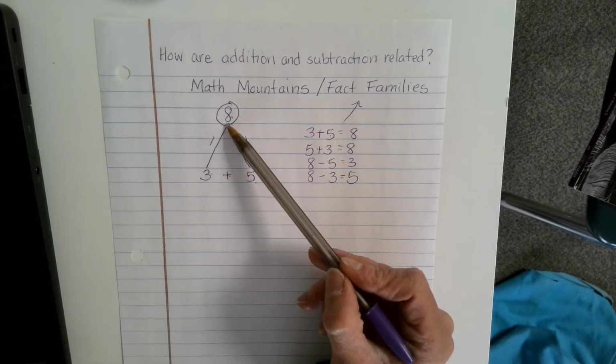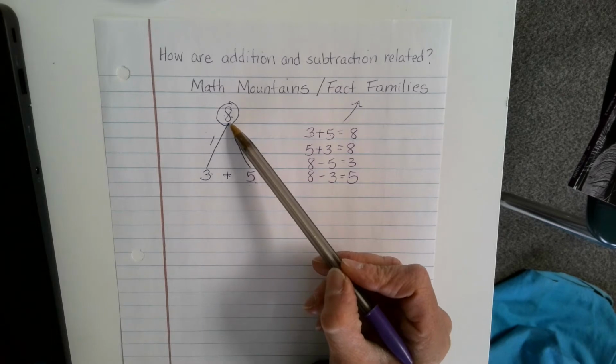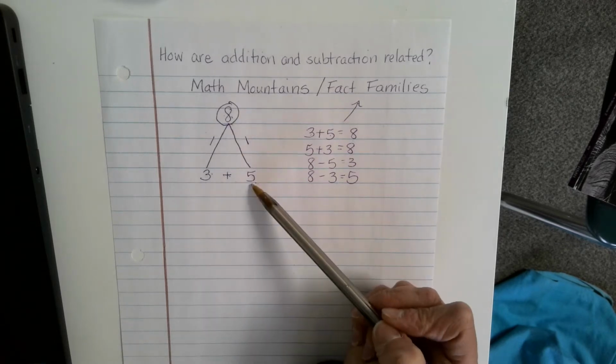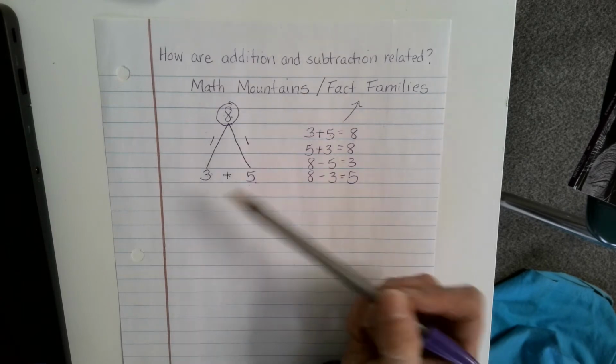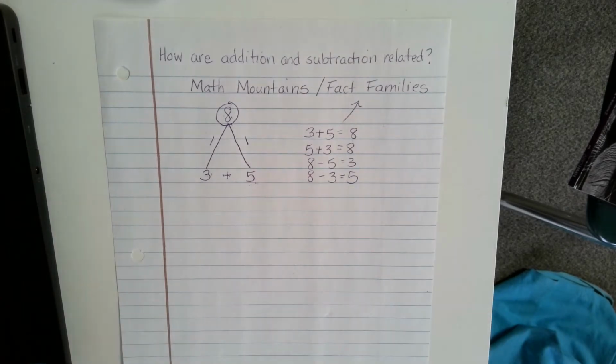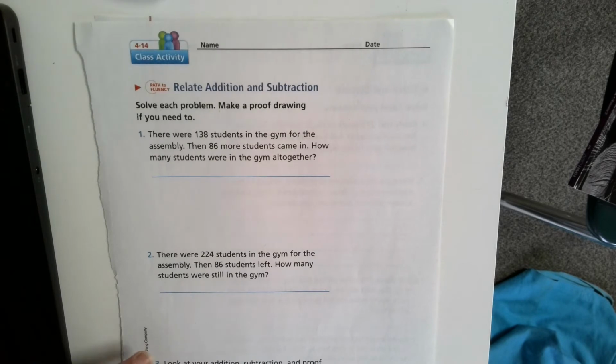So when you have a Math Mountain, you always put the larger number at the top. In this case, it is our sum. And then we have 3 and 5, which are the add-ins. We can use this idea with larger numbers as well. So we're going to do a couple problems on page 245, looking at this relationship between addition and subtraction.